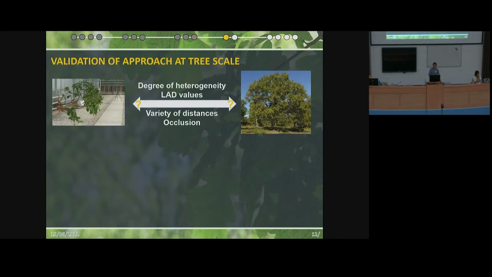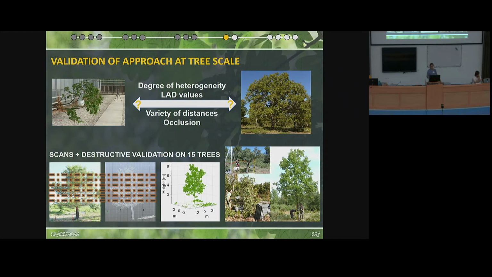Then we validated at tree scale because, of course, for branches it was working, but with higher leaf area density values and a lot more occlusion, there is no guarantee, so we tried it. And we destructively sampled 15 trees to have references by vertical layer.